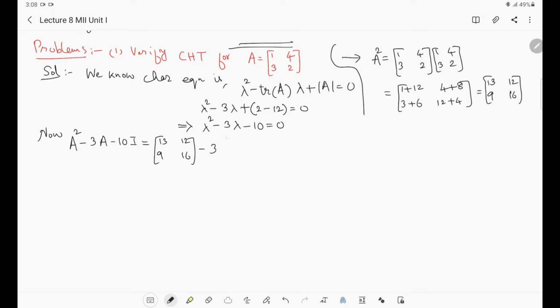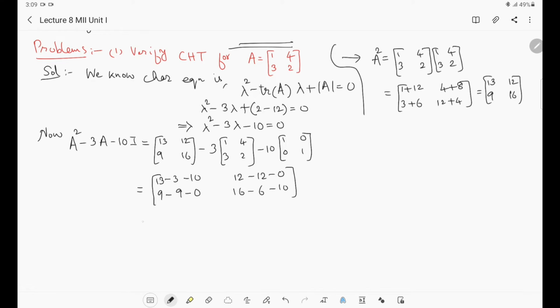Minus 3 into A. What is A? A is the given matrix itself, 1, 4, 3, 2. Then minus 10 into I. What is I? 1, 0, 0, 1. Now simplify this and check whether we are getting a 0 matrix or not. 13 minus 3 into 1, so minus 3, minus 10. Then the second entry will be 12 minus, here 3 into 4 is 12, minus 10 into 0 is 0. Then third entry is 9, minus 3 3s are 9, minus 0. Then here 16, minus 3 2s are 6, minus 10.